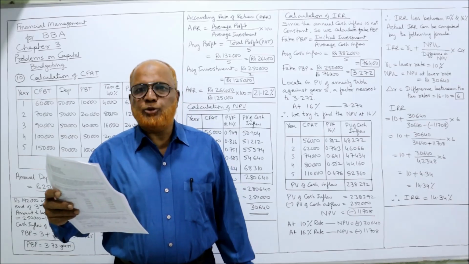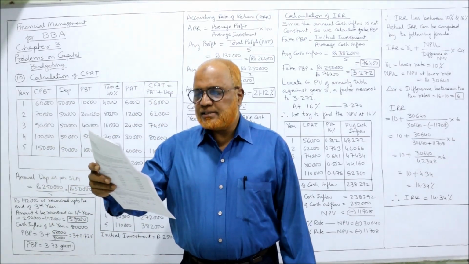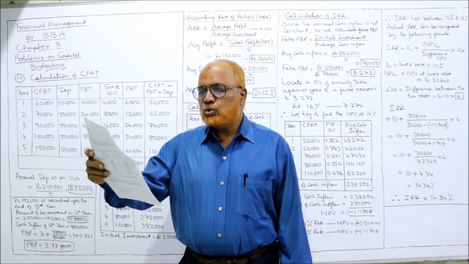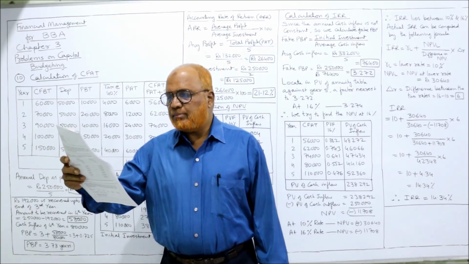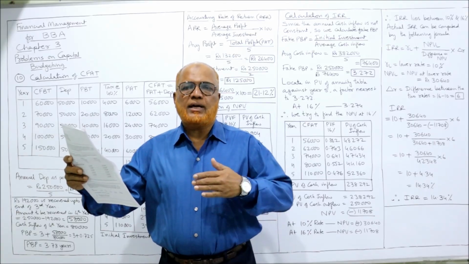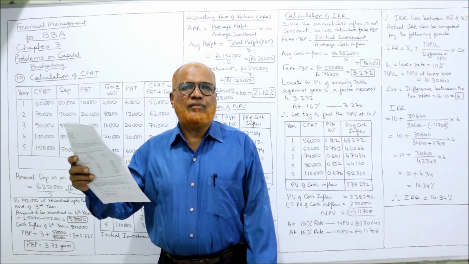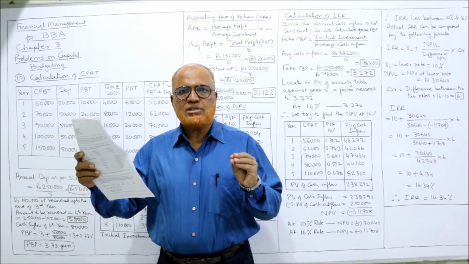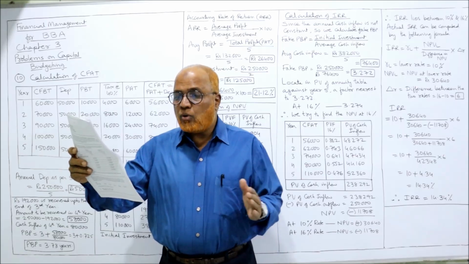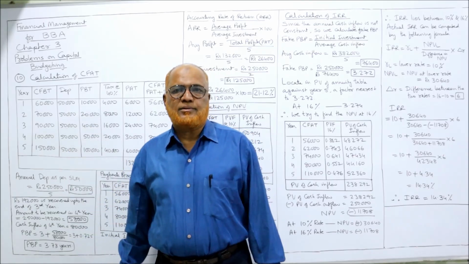Come on, see the 10th problem. A company is considering an investment proposal to purchase a machine costing 2,50,000 with an estimated life of 5 years. The initial investment or cash outflow is 2,50,000. Life of the project is 5 years. Following are the estimated cash flows before depreciation and tax.